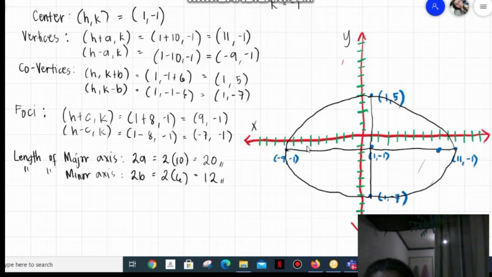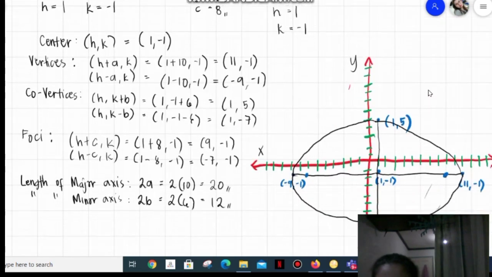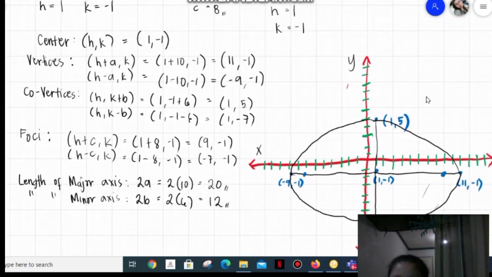So, ayan. Kita naman na nakalagay si foci sa ating major axis. Dahil siya ay horizontal ellipse, yung foci natin nasa major axis. This one is the major axis and this one is the minor axis. So, ganun lang kasimple yung pagkuha ng mga points and pag-graph ng ellipse. So, ngayon, nag-graph na natin yung ating ellipse and ang nabuo nating ellipse ay horizontal ellipse.